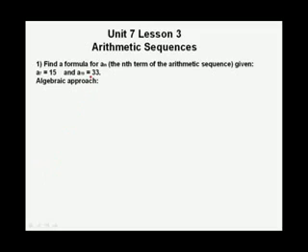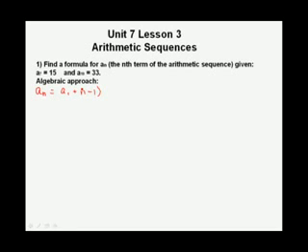Alright, this is Unit 7, Lesson 3 on Arithmetic Sequences. For the first problem, I'd actually like to find a formula for the nth term of the sequence, given that the 7th term is 15 and the 19th term is 33.